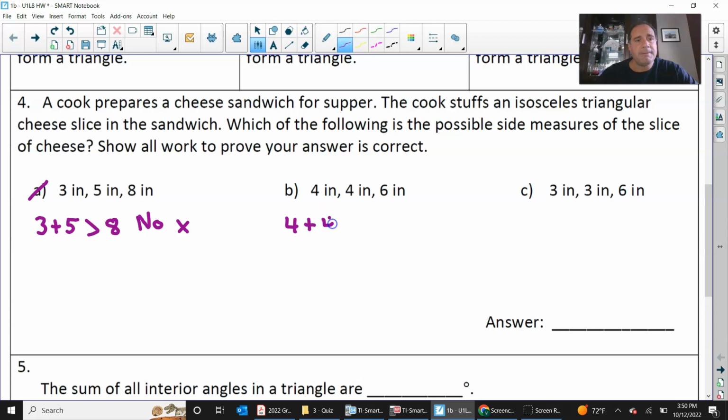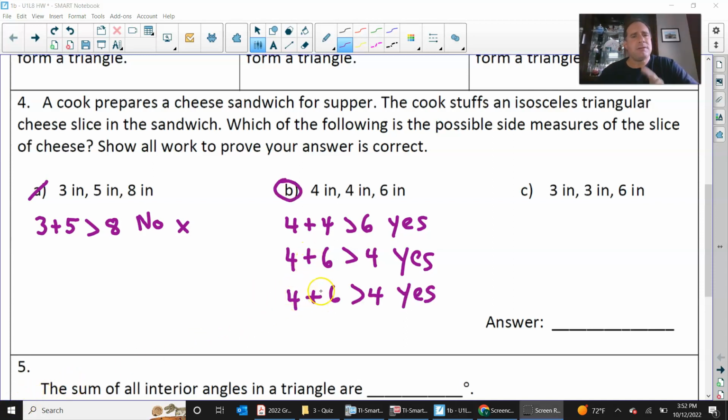4 plus 4 must be greater than 6. It is, so we're just going to put a yes here. Then we're going to do 4 plus 6 has to be greater than 4, and that is a yes. Then we're going to do it again. So then we have actually back-to-back 4 plus 6s because both sides were 4 that they gave us. So 4 plus 6 is greater than 4 both times, and it's yes. So this looks like it is definitely going to be my answer.